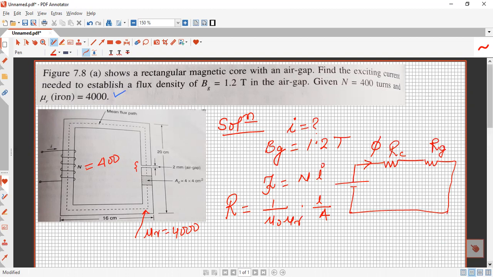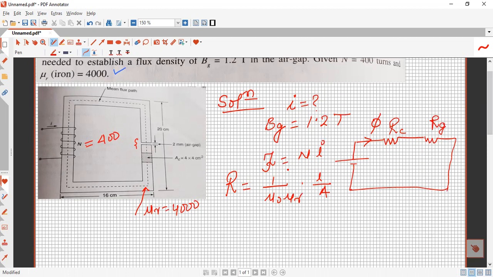For the calculation for the core, we need to find out how much length the flux is traveling in the core. The flux travels from here, then comes here, and goes like this on this side. So we have to find the length of the core, but keep in mind that this length from here to here is not core, this is the air gap. So we have to calculate this whole length and subtract this length. Then we get the length of the core in which flux is going, that is the magnetic material. So first of all, we have to find the length of the core.